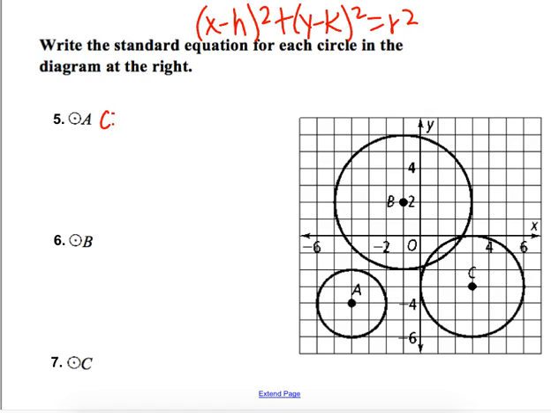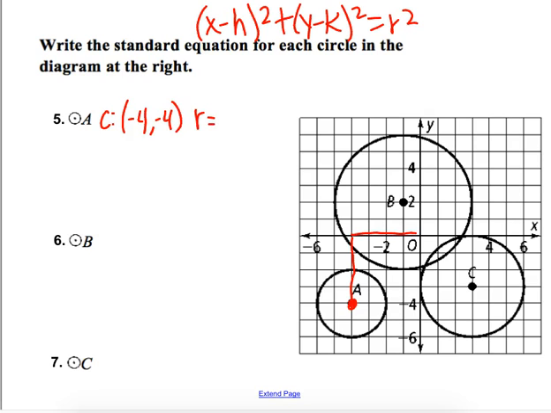What's your center at A? So I'm looking at this point here. Here's my circle A. I'm over 1, 2, 3, 4. Down 1, 2, 3, 4. So negative 4, negative 4.